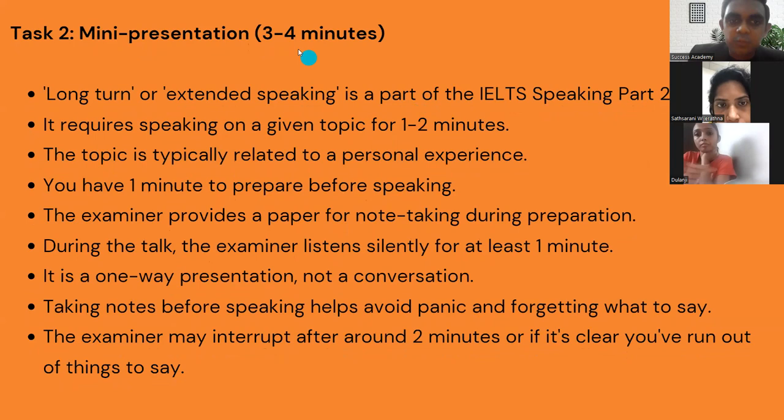They'll give you the topic and say, okay, you have 1 minute, go through it, read it, and prepare. They'll give you a paper and a pencil or a pen. You can write what you want and get ready. You can write down the points you need. Then you have to talk about that topic. So typically a topic would look something like this. So let me show it to you.